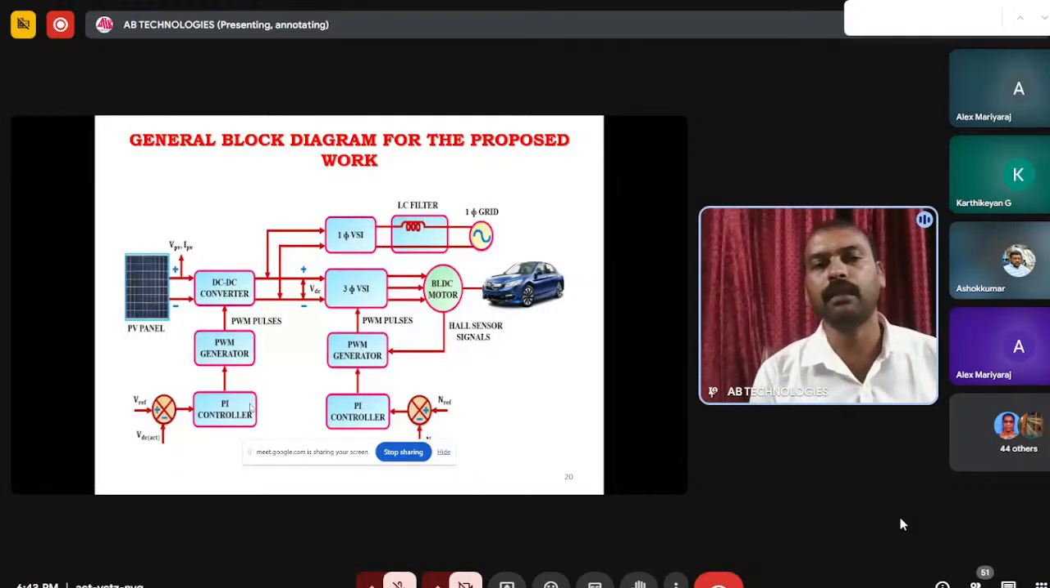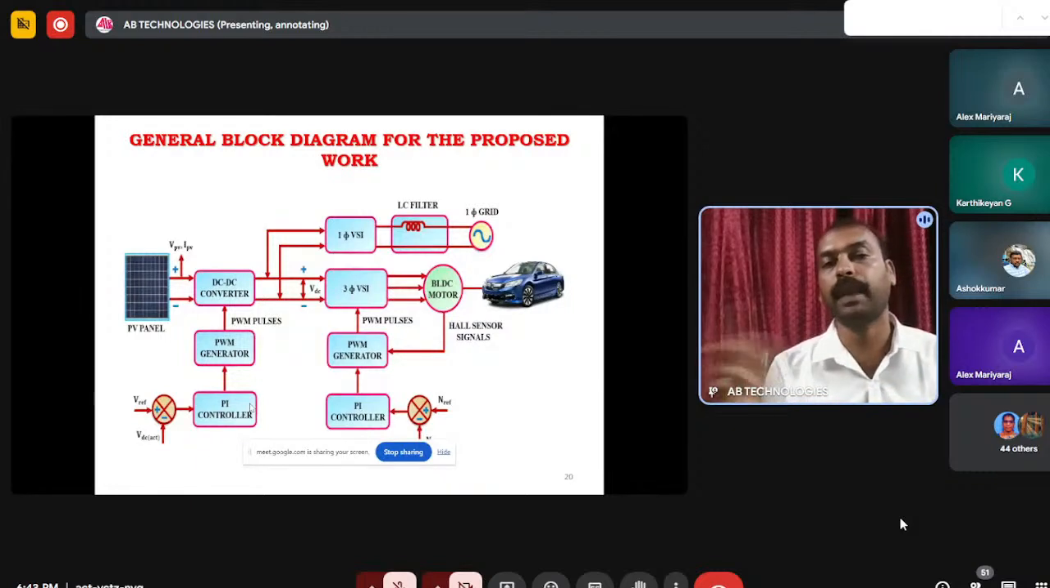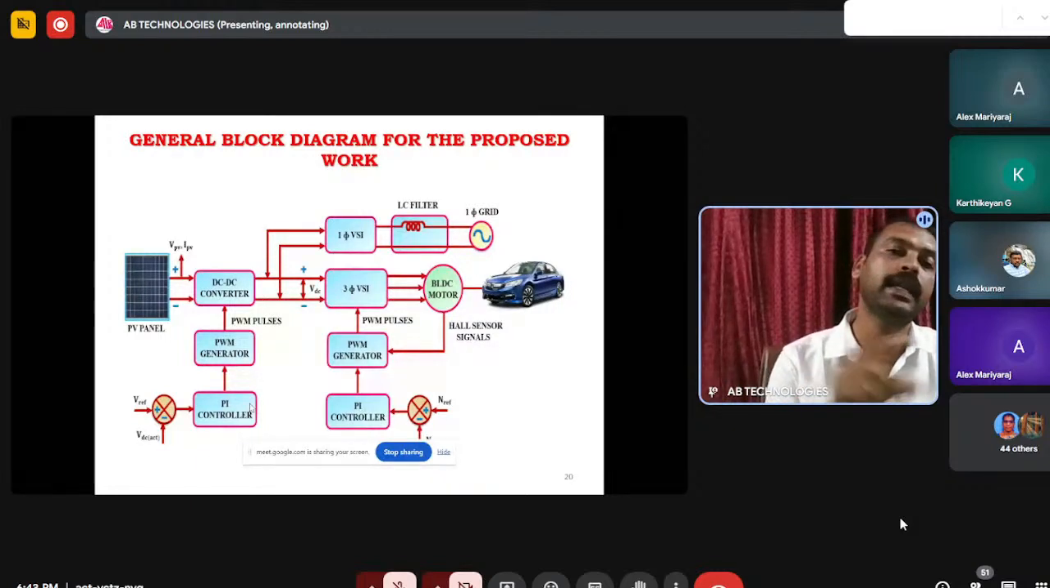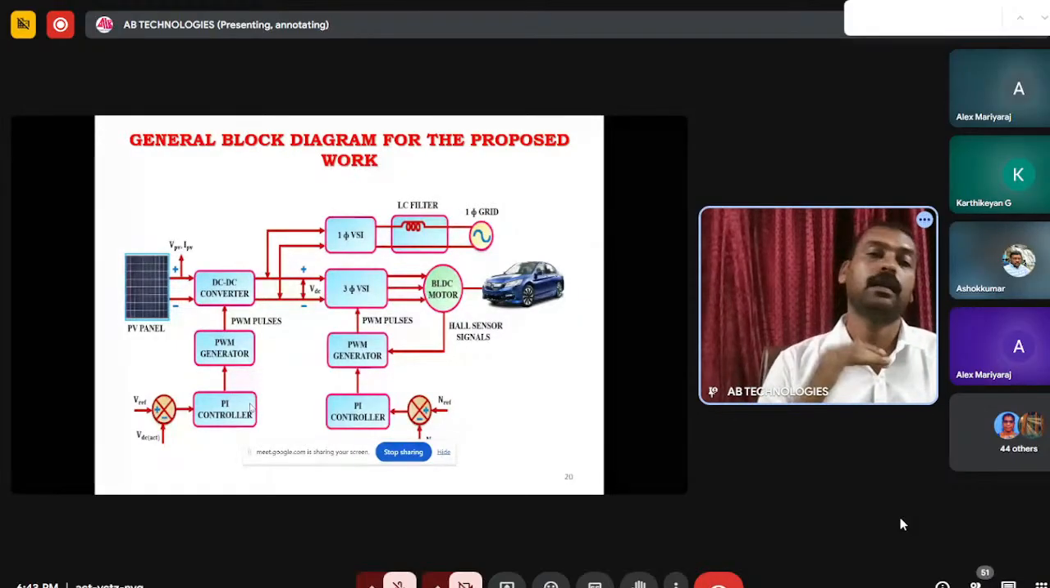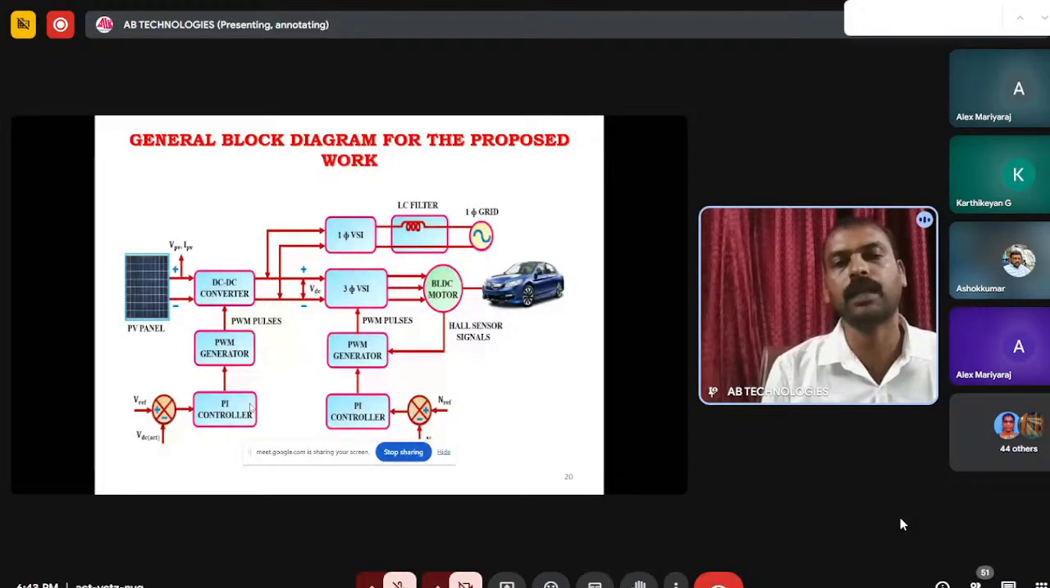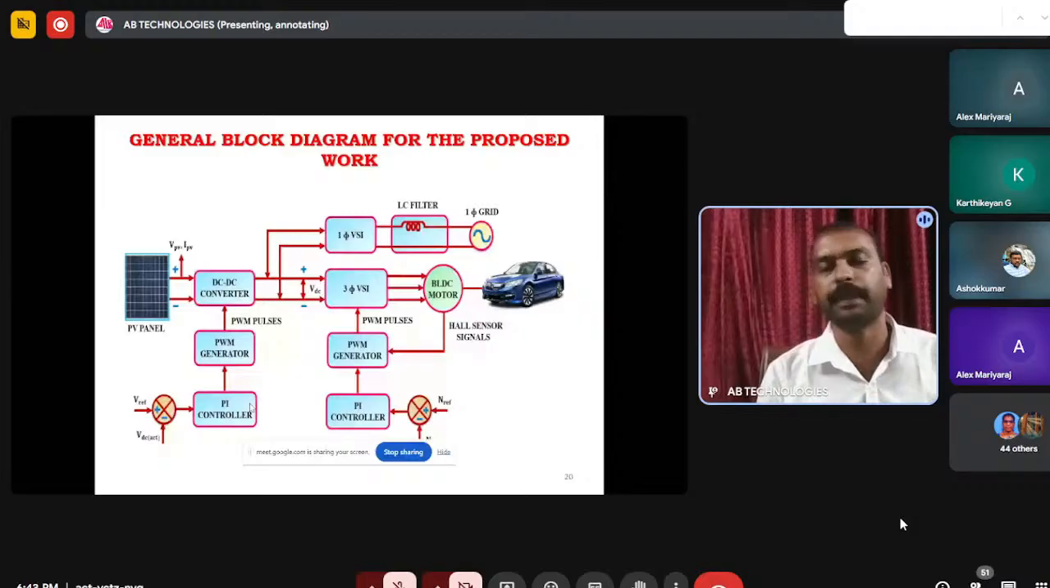So you will get the value of 0.1. That 0.1 is added to the initial duty cycle, which is 0.5. Correct? Now the duty cycle goes from 0.5 to 0.6. So the 290 volts comes up to 300 volts. This is the way the PI controller will work. But the PI controller has a lot of drawbacks.